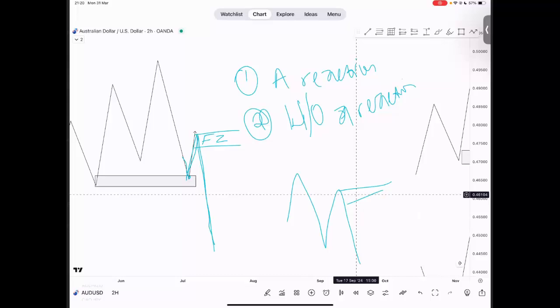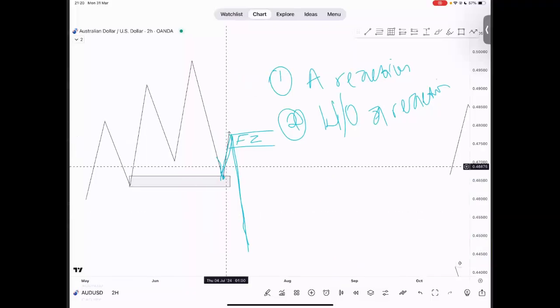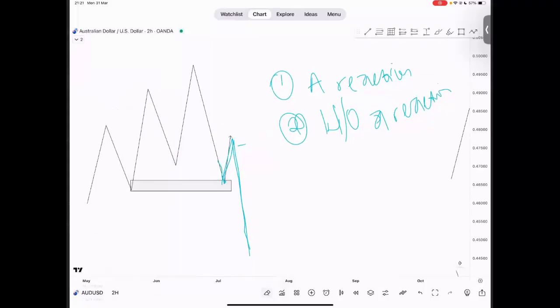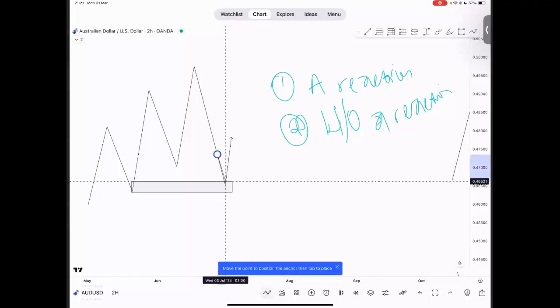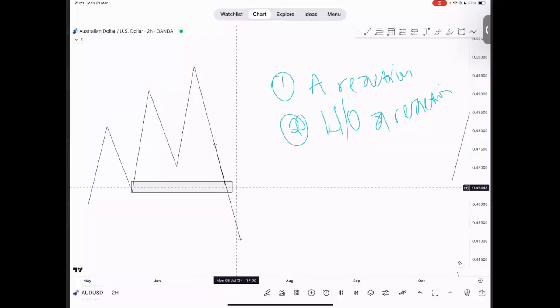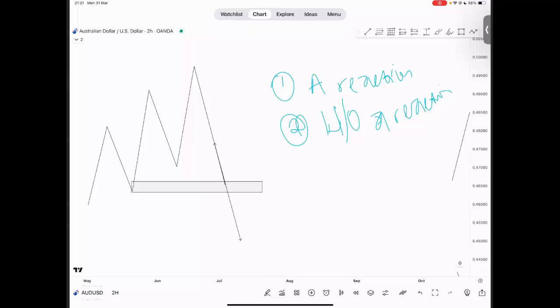So how are these flip zones created? They are created from the failure of a demand zone with a reaction before the failure. It's very different from when price does something like this, whereby it takes out the level like this without any reaction to it. Now this is going to create what we call a breaker block. So the failure of an order block with a significant reaction to it creates a flip zone.